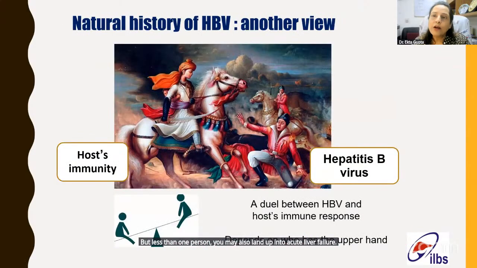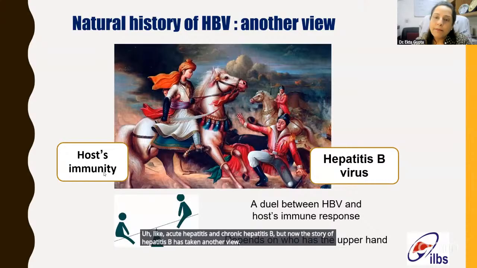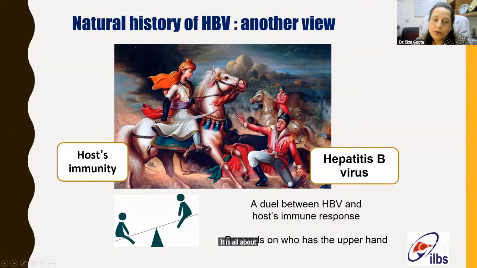Now, this is a very simple presentation which we were all taught, acute hepatitis and chronic hepatitis B. But now the story of hepatitis B has taken another view. It is all about the host immunity and the virus's capability to fight the immunity.